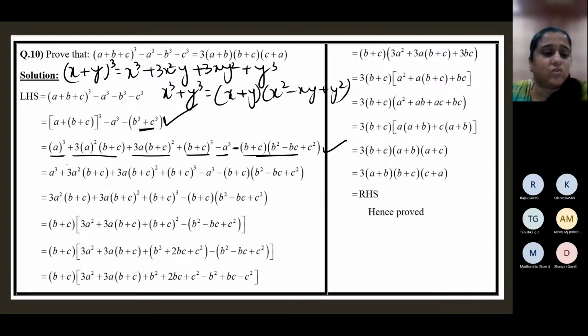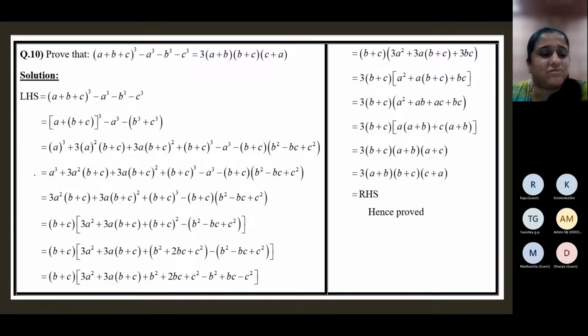Now in the next step, we'll just work it out. So this is a cubed. Remove the bracket and all that. This one will be 3a square into b plus c. This one will be 3a into b plus c the whole square, b plus c the whole cubed as it is. And here minus a cubed. I've just shown the steps here. You can write the steps straight away.